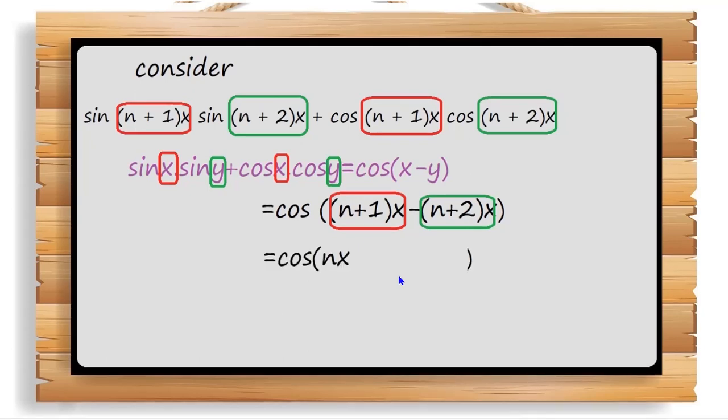Simplifying this, you will have cos of (nx plus x minus nx minus 2x). nx cancels. You will have cos of (x minus 2x), which is minus x. And what is cos of minus x? Cos x, because minus x is in the fourth quadrant, where cos is positive. Cos of minus x is equal to cos x. And this is the proof of this problem. Thank you.